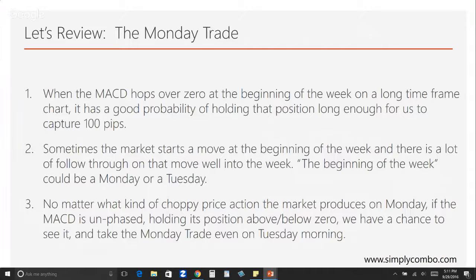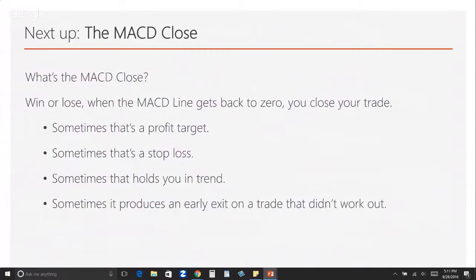No matter what kind of choppy price action the market produces on Monday, if the MACD is unfazed by it, holding its position either above or below zero for that hopper, then we have a chance to see it and take the Monday trade even on Tuesday morning. So that is the review of the Monday trade. And next up, I'm going to tell you about the MACD close.